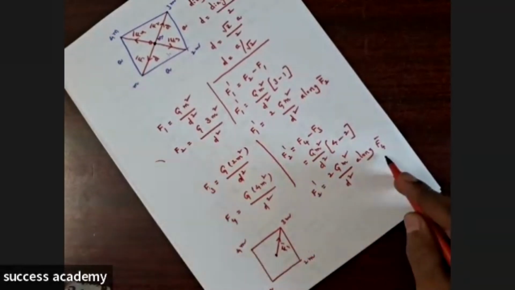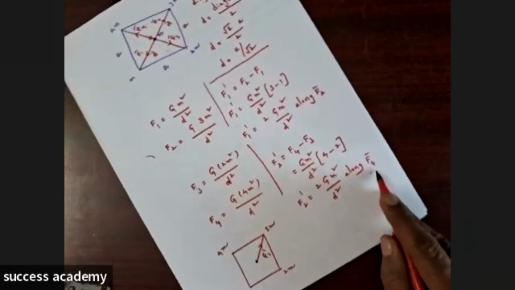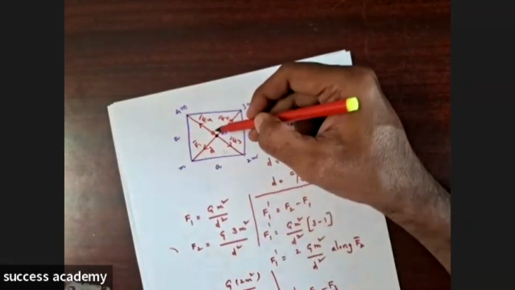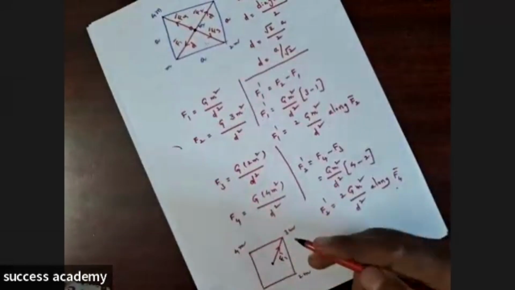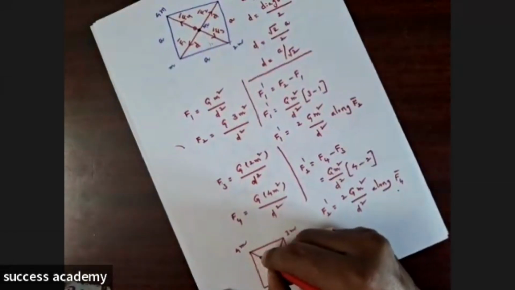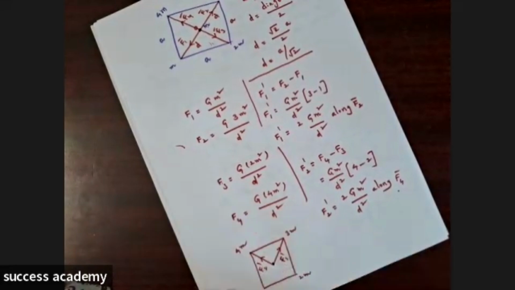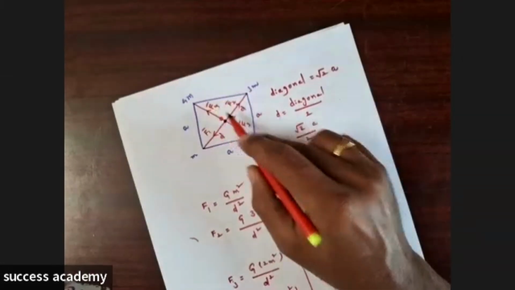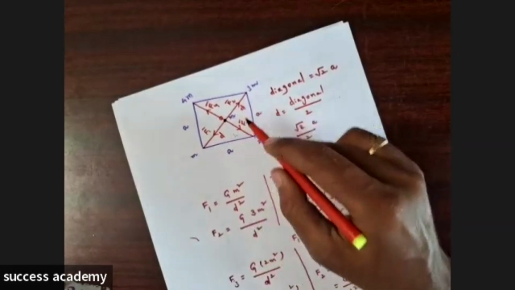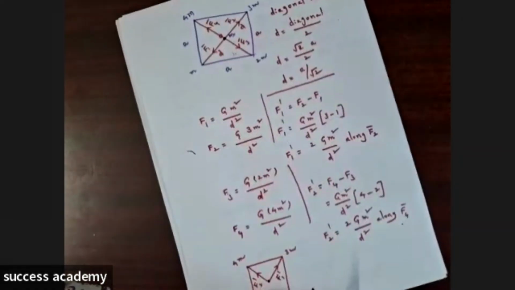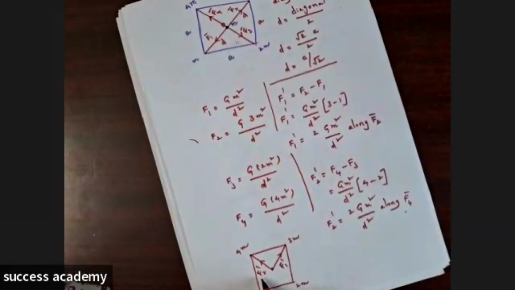F2 dash is along F4. So where is the F4? F4 is towards 4M. And that's why here I consider like this again. Now, instead of F1, F2, F3, F4, for all the four forces, here I consider the resultant only two, F1 dash and F2 dash.